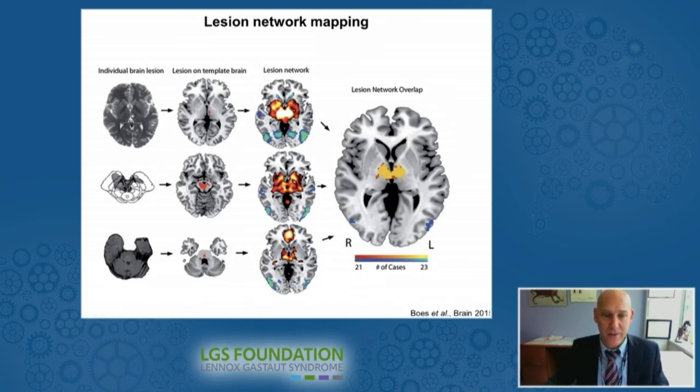And you can find then where the overlap is on a network level. So it turns out that all these 3 lesions, in this case there were 23 cases, are connected to this region deep in the brain. So that is what they have in common. They are not anatomically in the same space, but they are all functionally connected to this region.